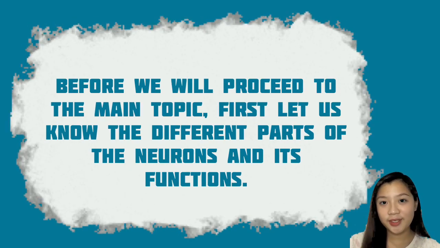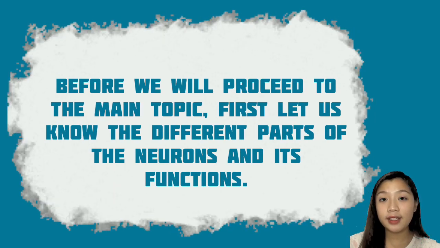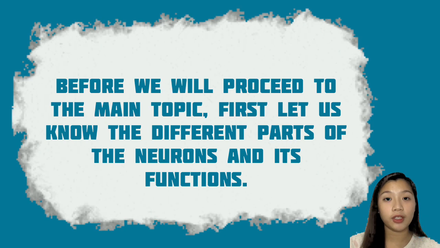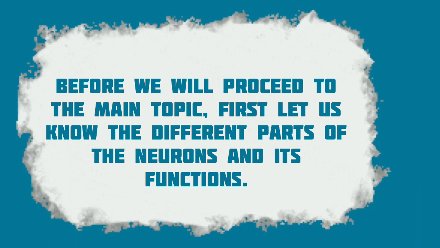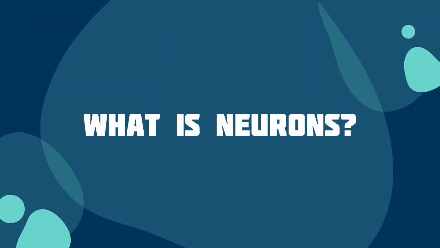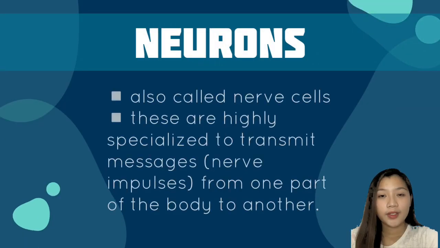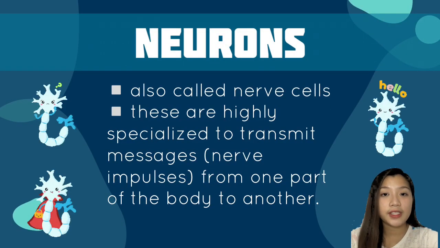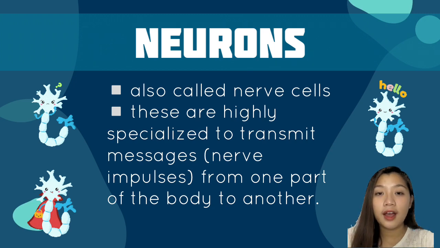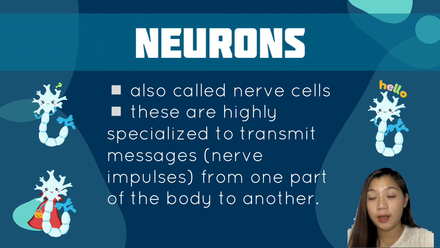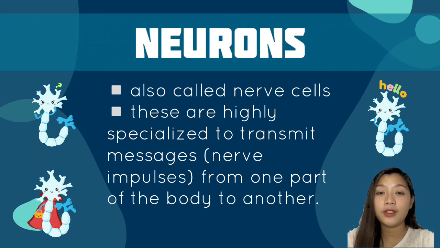Before we proceed to the main topic, first let us know the different parts of the neurons and their functions. Neurons are also called nerve cells. These are highly specialized to transmit messages or nerve impulses from one part of the body to another. Neurons have a lot in common with other types of cells, but they're structurally and functionally unique.